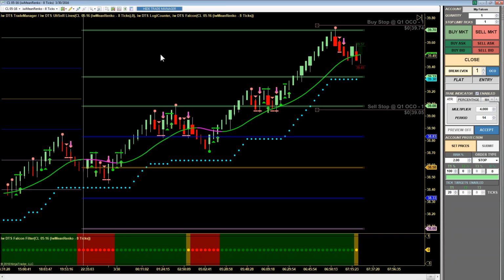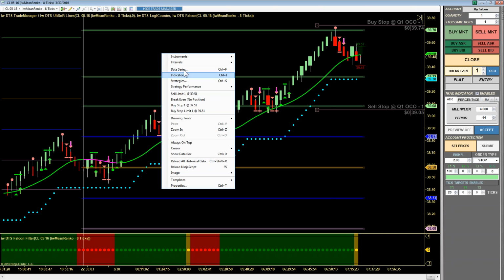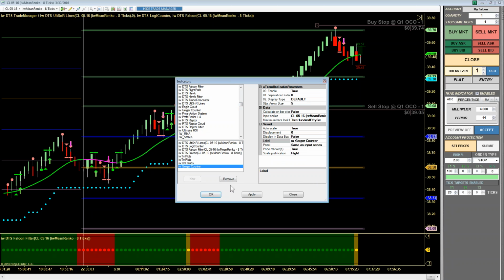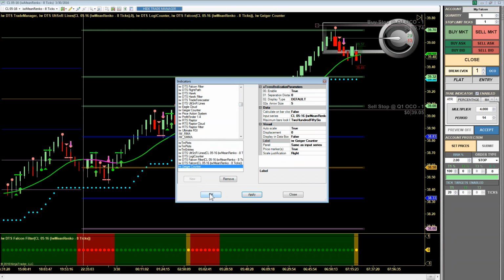So what do we got? We got about 5 minutes. Oh, I'll throw the Geiger counter on here as well, just so you can see the order flow.